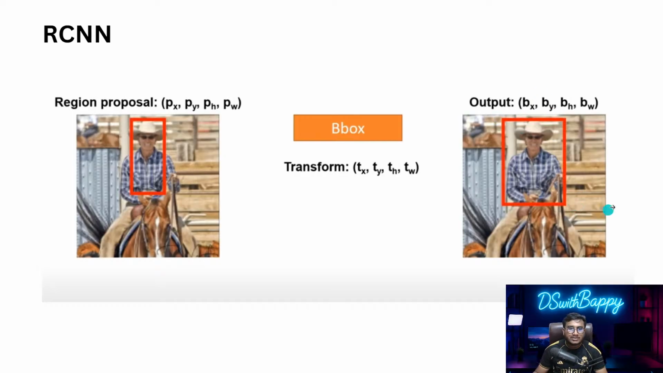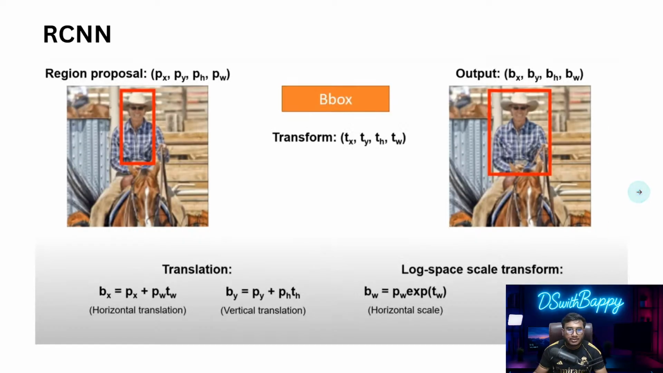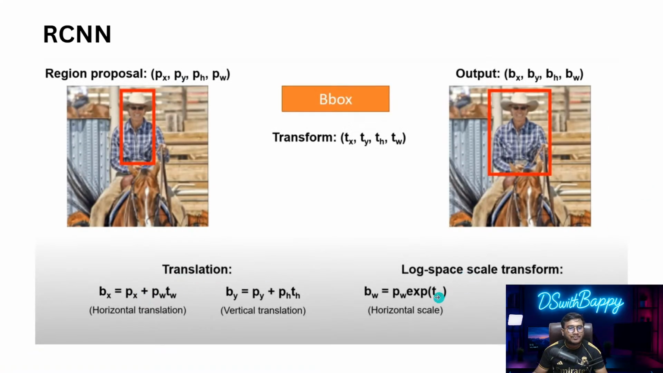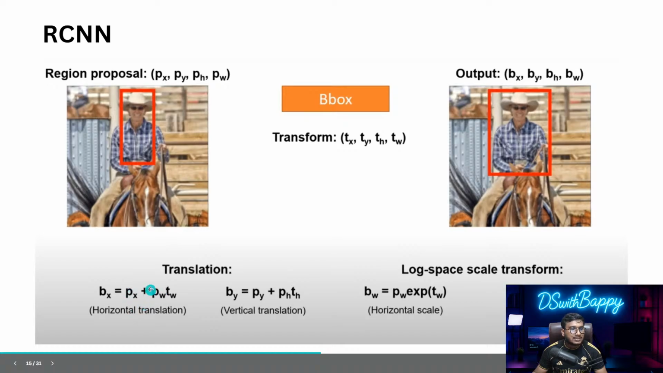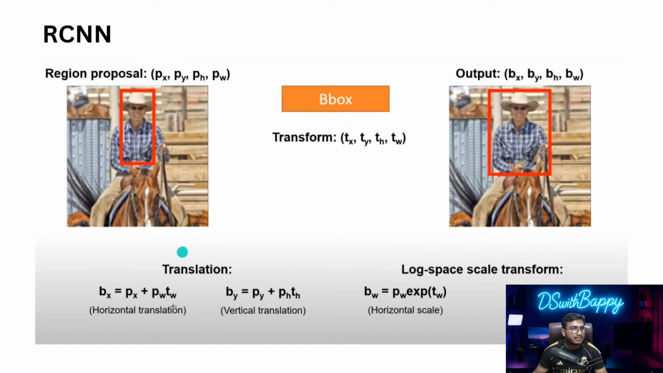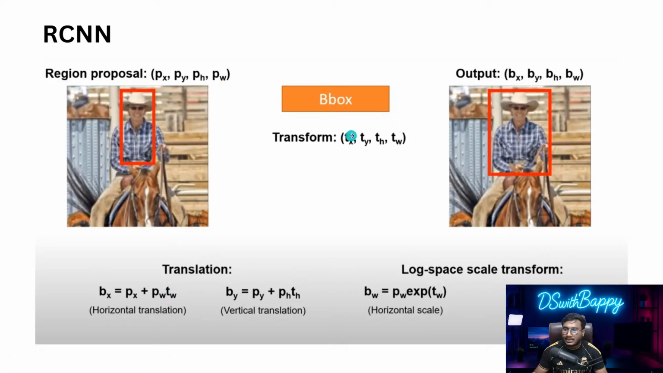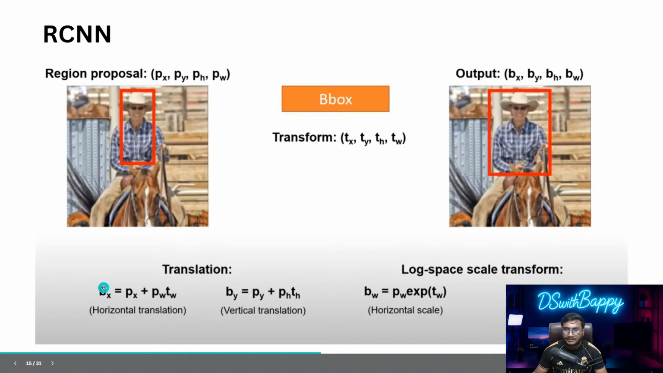Now how to adjust the box size? There is a formula we use. We use a translation formula and a log space scale transformation formula. So to get the bx, we calculate px plus pw multiplied by tw. This will give you the bx.